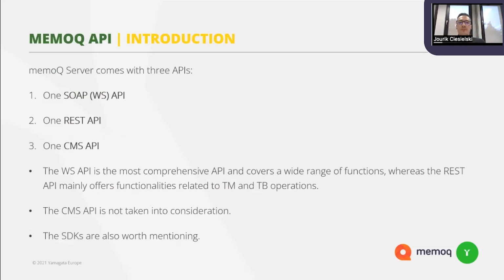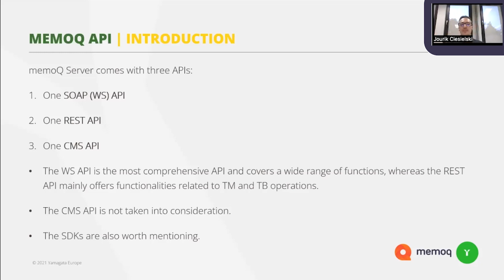Okay, in terms of APIs, memoQ Server offers 3 APIs. There's one SOAP API, the Web Services API, there's one REST API, and there's one CMS API. The Web Services API is by far the most comprehensive API, covers a wide range of functions. The REST API is a little bit more limited. It mainly offers functionalities related to translation memory and term-based operations. Looking up segments in translation memories, for example, that's something that you can easily do using the REST API.